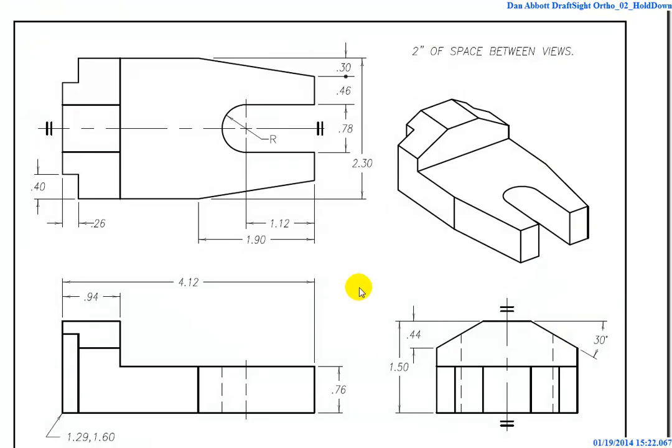Let's go back out here now. That is 0.78 from here to here. There is no dimension put here because it's the result. Those two lines are the result of cutting the corners off 0.44 down at an angle of 30 degrees. That edge and that edge have no connection to each other.